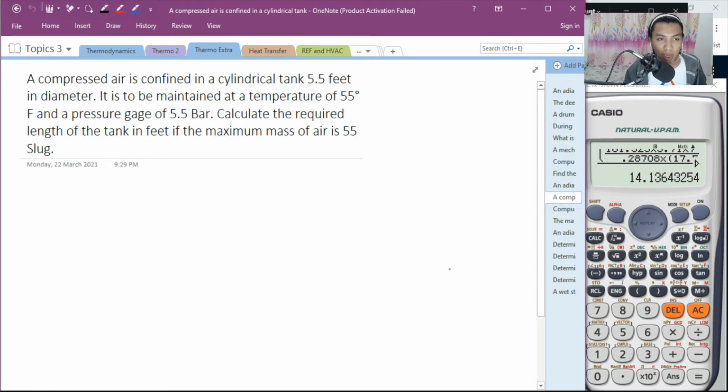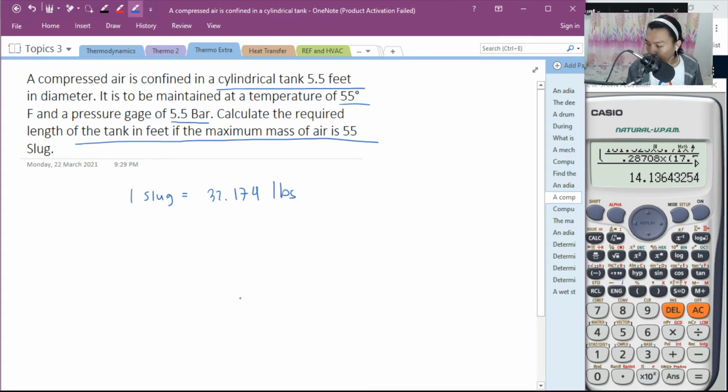Next one. A compressed air confined in a cylindrical tank, 5.5 feet in diameter, is to be maintained at a temperature of 55 degrees Fahrenheit. Pressure gauge is 5.5 bar. Calculate the required length of the tank in feet if the minimum mass of the air is 55 slugs. 1 slug is equal to how many? 32.174 pounds, if I'm not mistaken. Okay, tama.